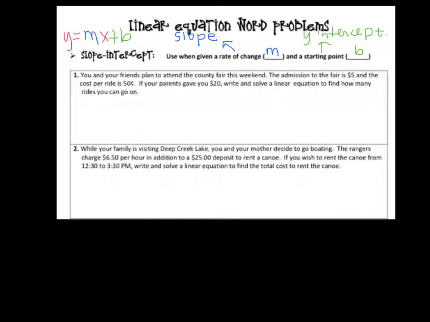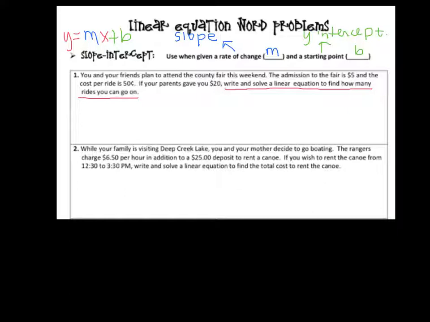So the first thing that I'd like you to key in on is that they were nice, they told you what they wanted you to do. They want you to write and solve a linear equation to find how many rides you can go on. Okay? So you're writing and you're solving. So we know that we're going to be talking about an x and a y value. So we need to figure out, well, what are those variables really standing for in this equation? So when you read, it says that the admission to the fair is $5 and the cost per ride is 50 cents. And then your parents gave you the $20.